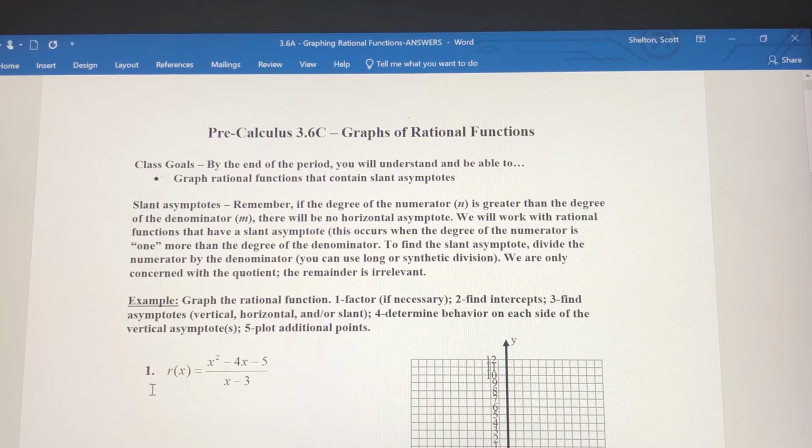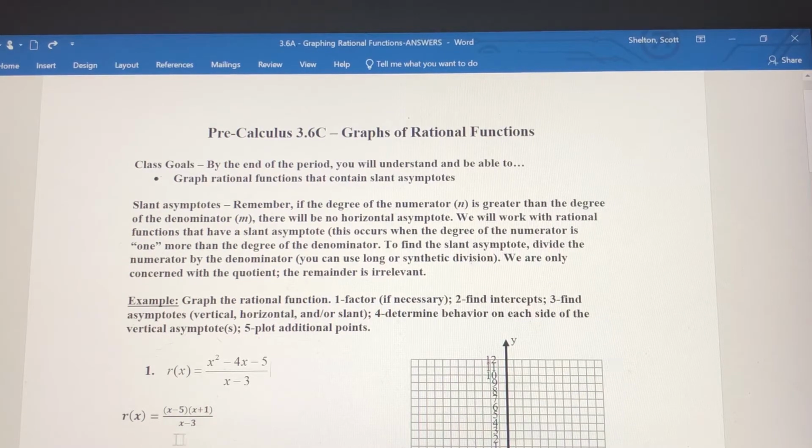So let's look at number one here. We've got r of x equals x squared minus 4x minus 5 over x minus 3. So as always, the first thing we want to do is factor, okay? That's going to allow us to find the intercepts. It's going to allow us to see if we can cancel anything out, to find removable discontinuity, okay? And it's also going to allow us to make sure we know what the vertical asymptotes are, okay?